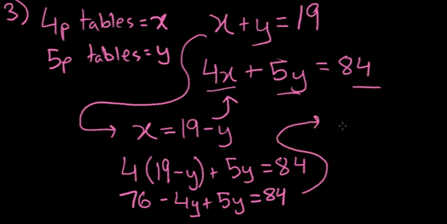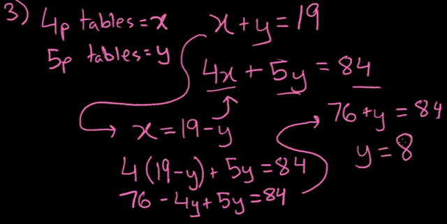Wow, I'm drawing a lot of arrows in this video. 76 plus y will equal 84. Subtract 76 from both sides. So y is going to equal 8. Now, what is y? Y is the number of 5-people tables. So we found our answer. Done deal. That's choice E.